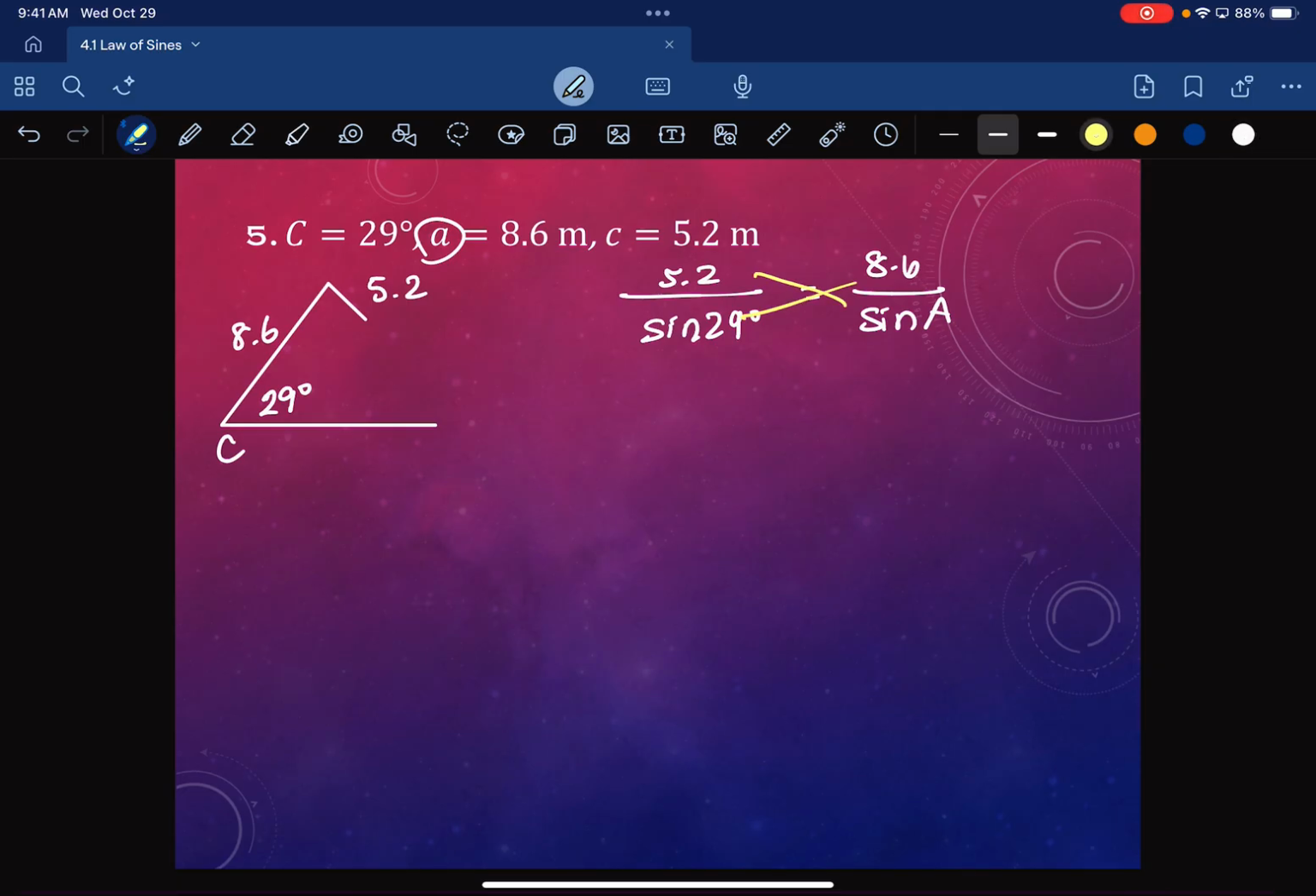Cross multiply. So now we have 5.2 sine A equals 8.6 sine 29. Now what? Divide by 5.2. So sine of A is what? Let's get a bunch of decimals like we did before. It's not bigger than 1, right? We're not in case 0 triangles. We're in case 2 triangles because I've already spilled the beans.